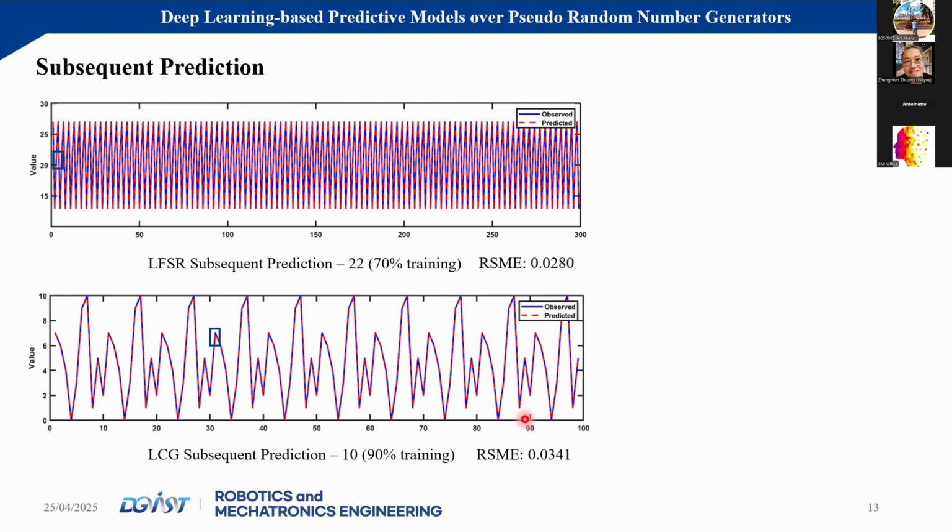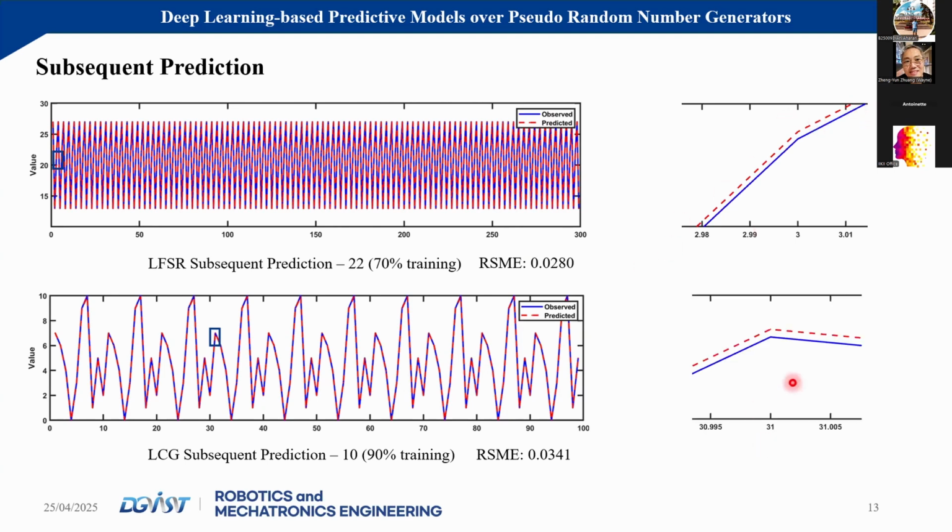These are some examples of the subsequent prediction. The ground truth is given in blue and the predicted is in red. From this diagram, we can assume that the predicted and the ground truth are very close. However, when we zoom in, we notice some differences between the values.